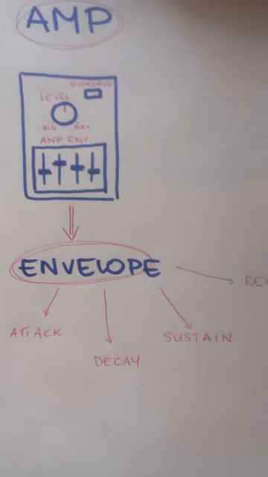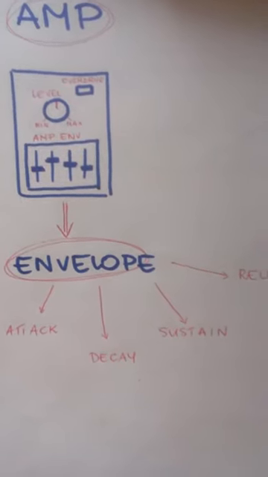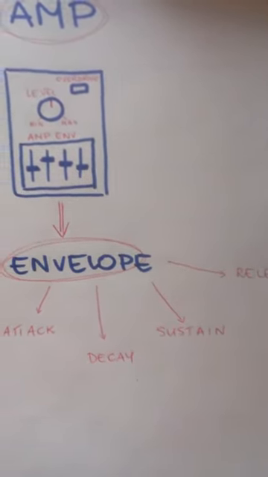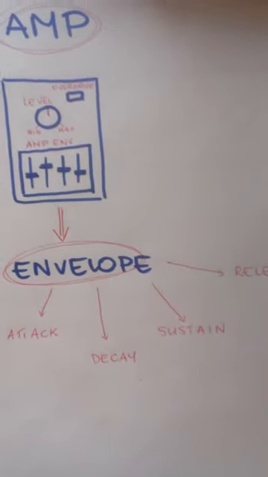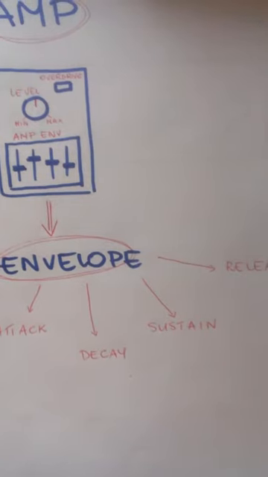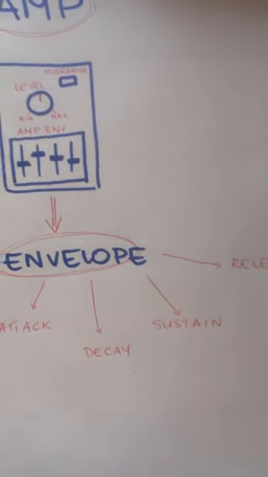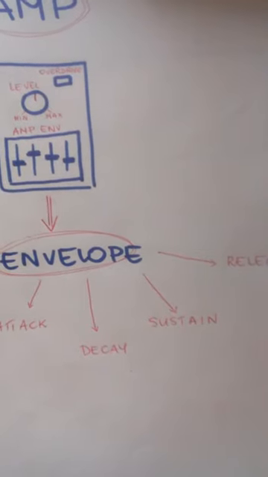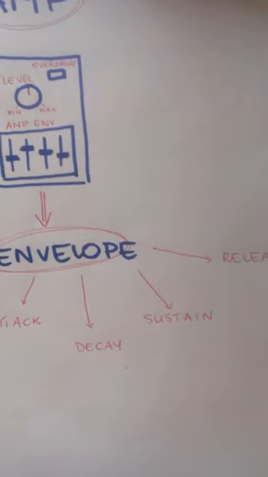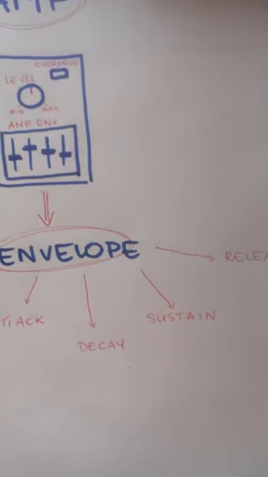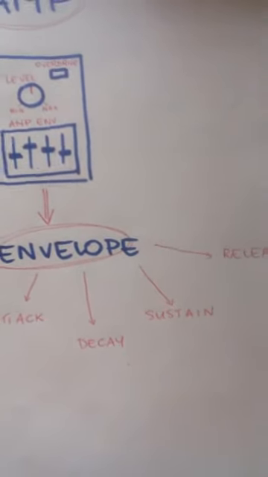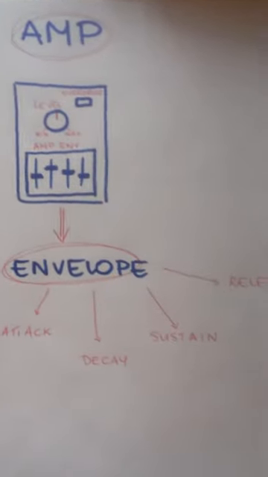For example, attack time: this slider controls the time it takes for a sound to reach full value after the key has been pressed. The higher the attack, the longer it takes. Decay time controls the time it takes for the sound to decay from the top of the attack down to the sustain level, and the higher the slider, the longer the time. Sustain level and release time, we know it, I think.